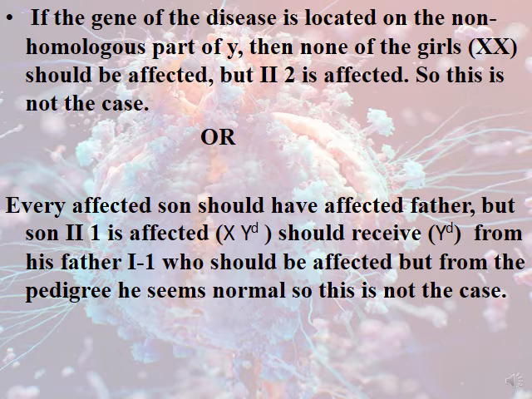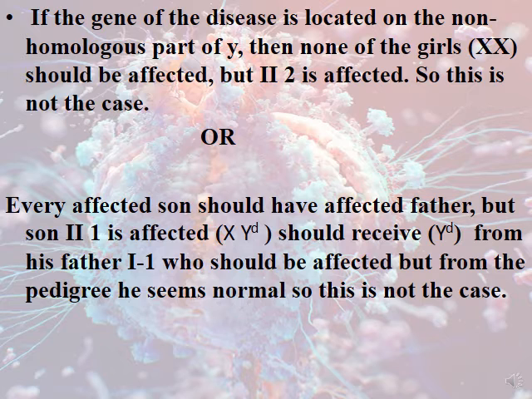If the gene is located in the non-homologous part of Y, then none of the girls should be affected. But 2-2 is affected, so it's not the case. You have to go by the pedigree. You don't have to be general, you have to be specific in the pedigree. Or you can say every affected son should have an affected father, but son 2 is affected, should have XYd, should receive Yd from the father, who should also be affected, but it's not the case.